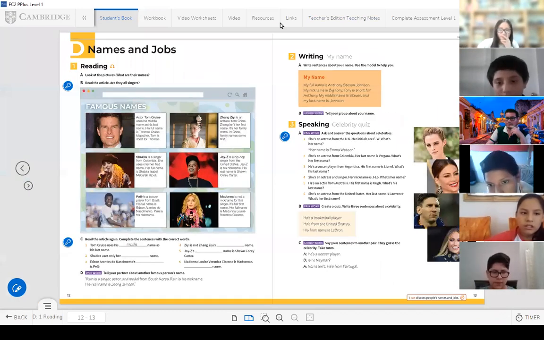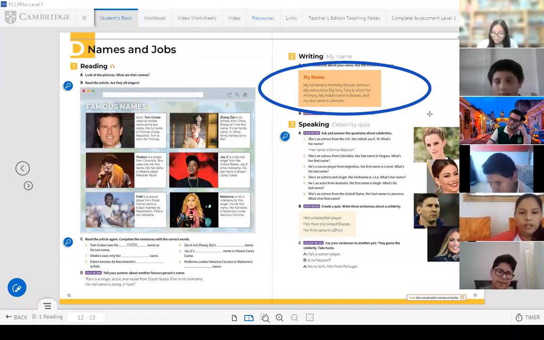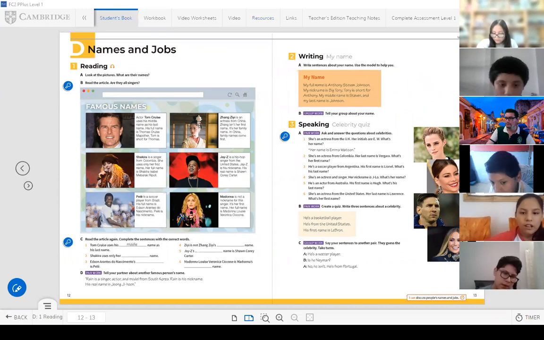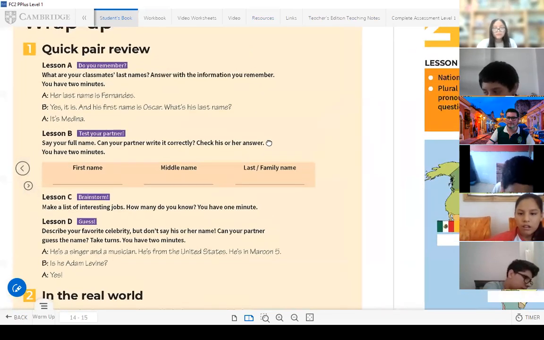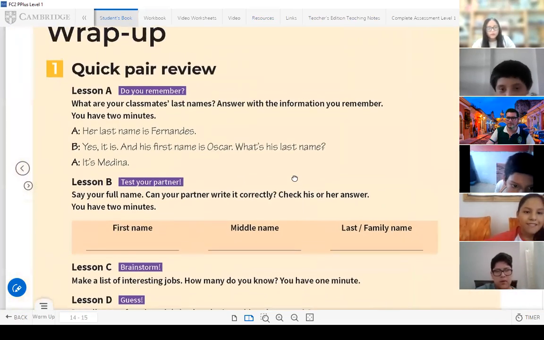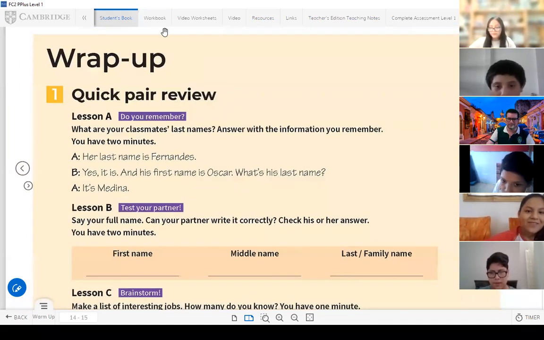Now, about this homework, por si acaso, no van a hacer un video, solo van a escribir, ¿ok? Solo van a escribir, le van a tomar una fotito, lo van a subir en PDF, ¿ya? A su plataforma. Now, let's see the next part. Here we have the wrap-up part, ¿no? It says quick pair review. This is something to review. Con esto vamos a recordar algunas cosas que estuvimos haciendo, ¿ya?